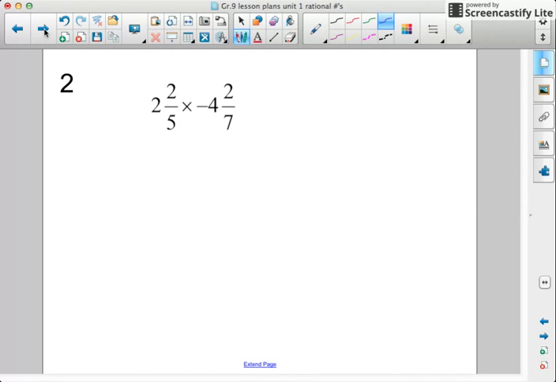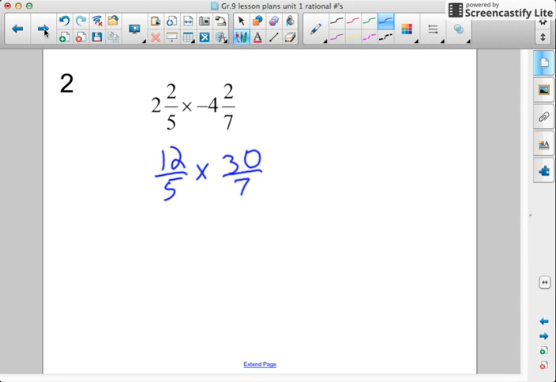One more example here. This is a mixed number, so we need to change them to improper fractions before we do our multiplication. So 5 times 2 is 10 plus 2 is 12 over 5 multiplied by 7 times 4 is 28 plus 2 is 30 over 7.